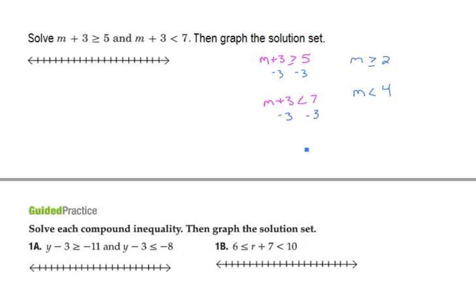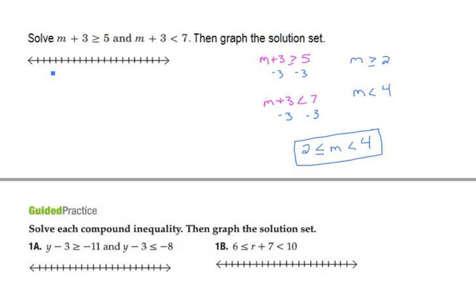Smaller number on the left, that is going to be pointing to the left, and then bigger number to the right. So let's make sure this says the same thing. N is greater than or equal to 2. Yep. And n is less than 4. Yes. So solve them both. Smaller number to the left, and make sure both of your inequalities are pointing to the left.